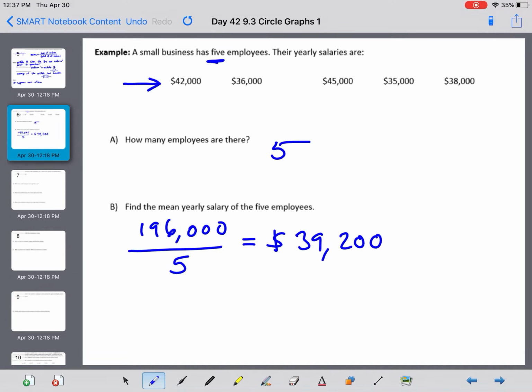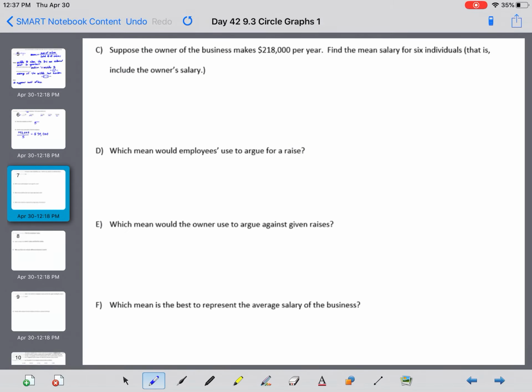I'm going to look at my data values and compare. Just over 39,000 down here is my mean. And I look at it, I see 42, 36, 45, 35, and 38. That definitely seems like a reasonable mean here. It's not something that's really far off. I feel good about my computation, and I feel like that's definitely in line with the data.